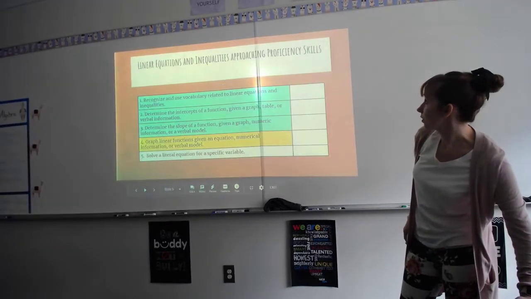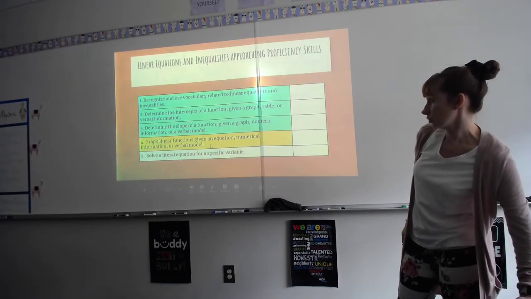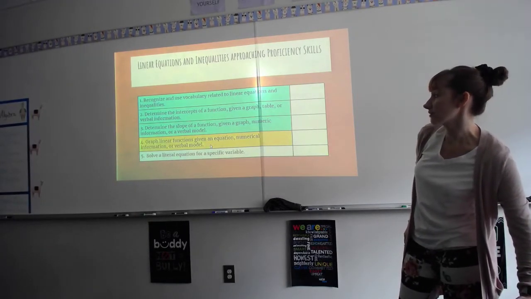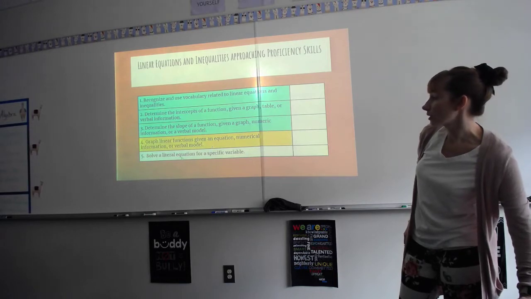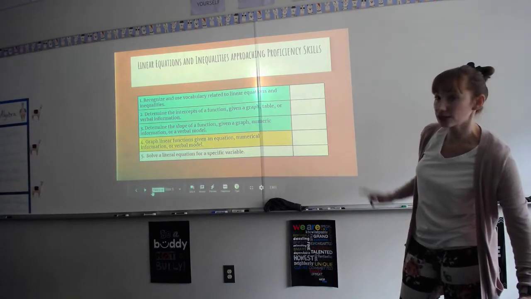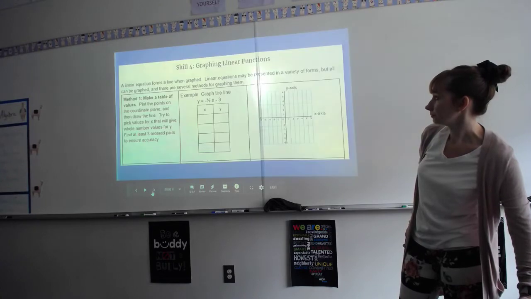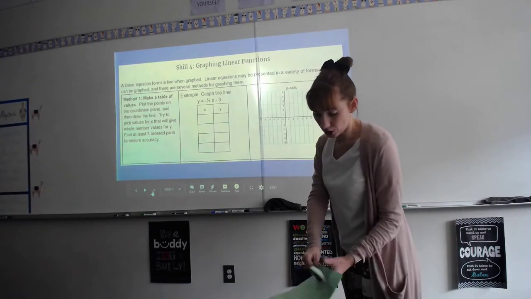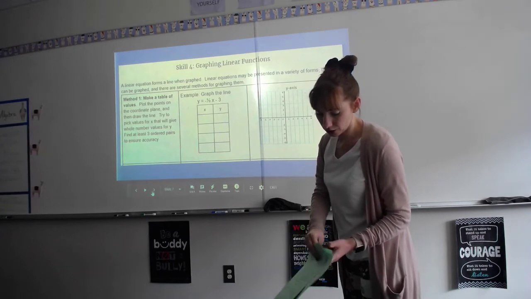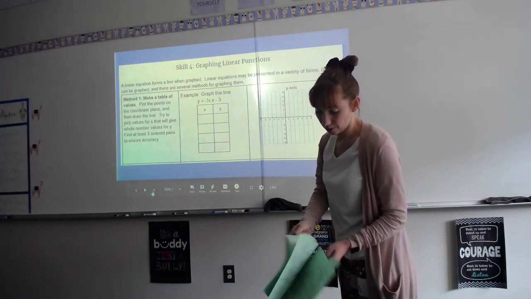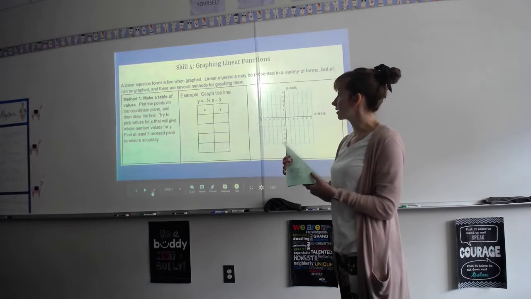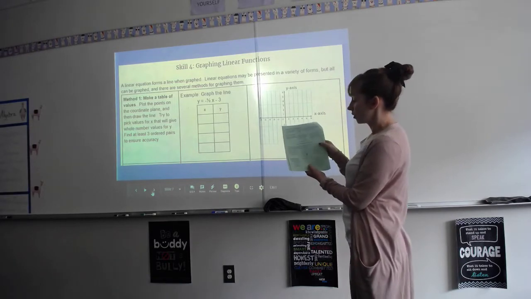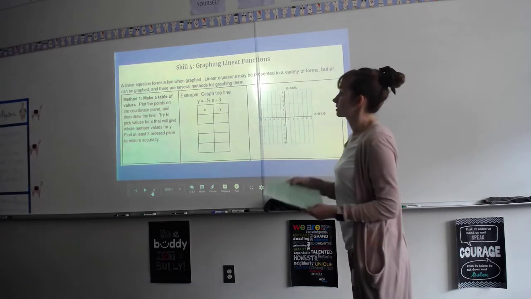So today we're still working on approaching proficiency skills. We're going to be graphing linear functions given an equation, numerical information, or verbal model. We're going to be breaking this up into 2 days. So right now we're looking at skill 4, which is on back page number 3 of your green packet, and it says skill number 4, graphing linear functions.